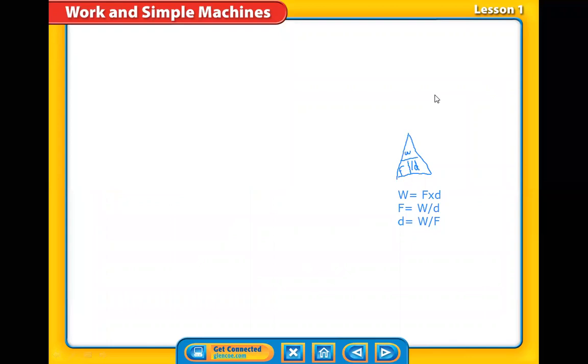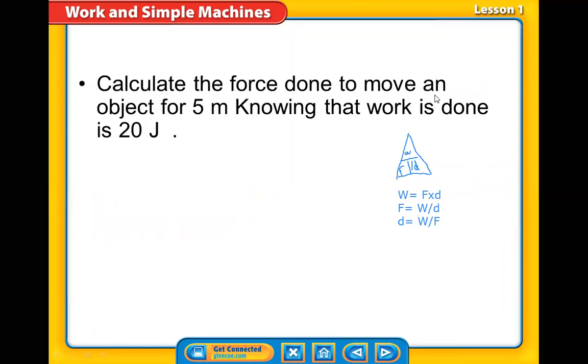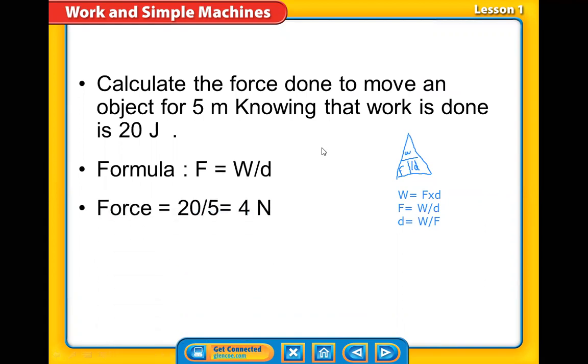Okay. Now we have another one. Calculate the force done to move an object for 5 meters. So I have the distance here, knowing that work done here is 20 joules. I have work and distance. Can we get the force? Yes, we are going to get the force by dividing work by distance, which means 20 divided by 5 equals 4 newtons. So now we can get the force by dividing work over distance.